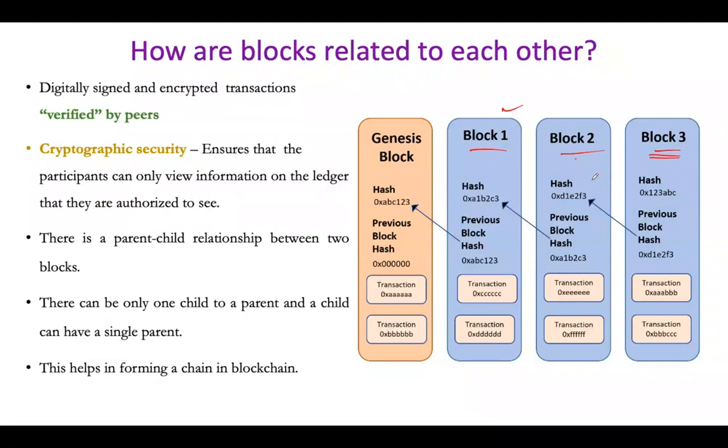The relationship is established by storing the parent's block hash in the child's block header. Here, block 2 stores the hash of block 1 in its header, and block 3 stores the hash of block 2 in its header.